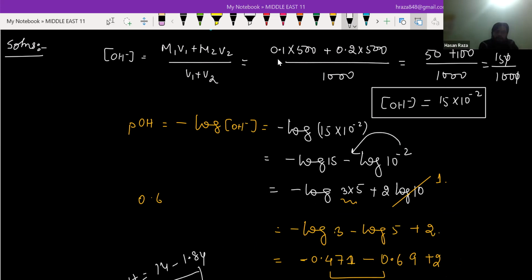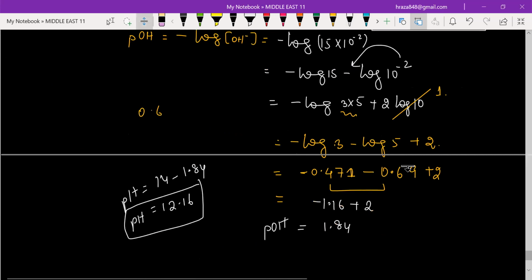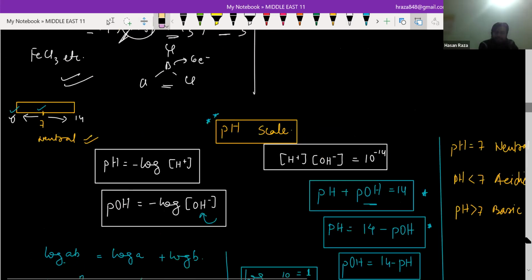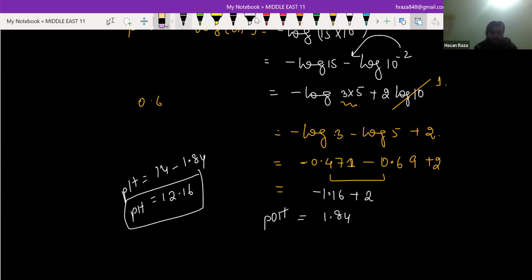Done, everyone? Yes, sir. Now, there is a mistake. 2 minus 1.16, that will be 0.84, no? First, 0.471 plus 0.69. That will be equal to 1.16. Very good. Now, if we minus it by 2, it will be 0.839. That will be approximately 0.84.